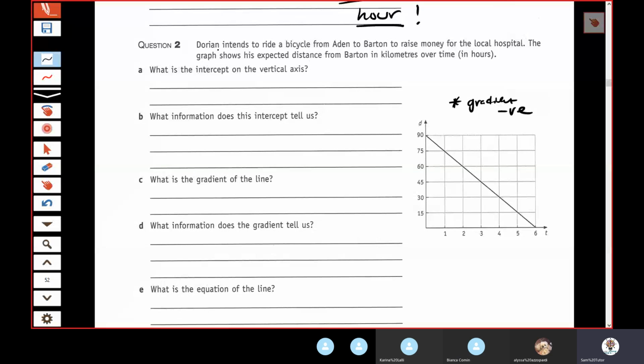Let's start. Dorian intends to ride a bicycle from Aden to Barton to raise money for the local hospital. The graph shows his expected distance from Barton in kilometers. So his distance is 90 kilometers away, and eventually he arrives after 6 hours. That makes sense, right? What is the intercept on the vertical axis? What information does this intercept tell us? You can't say fixed amount. That would be wrong. So what does the 90 tell us with respect to the context of this question?